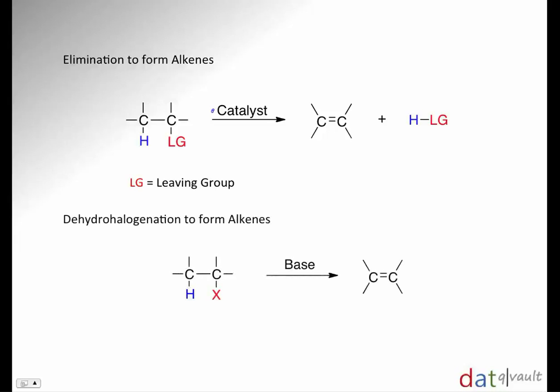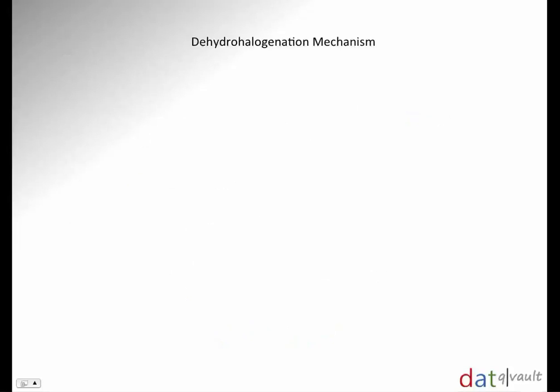In this lecture we're going to focus on the dehydrohalogenation reaction to form alkenes, where the leaving group is some sort of a halogen, where X equals halogen. And this reaction is promoted by a base. So the basic mechanism for a dehydrohalogenation requires some sort of a strong non-nucleophilic base.